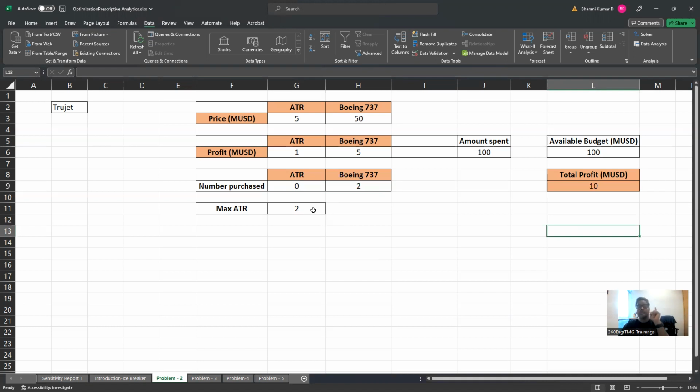That's the best you can do because you already have constrained that. You have to purchase a maximum of only two ATR, if at all you were to purchase. So you don't have money to do that. The only way out is two Boeing. And the maximum profit that you can make is $10 million. This is how you need to solve the business problem pertaining to optimization. Thank you. And in the next lecture, we are going to talk about another business problem.